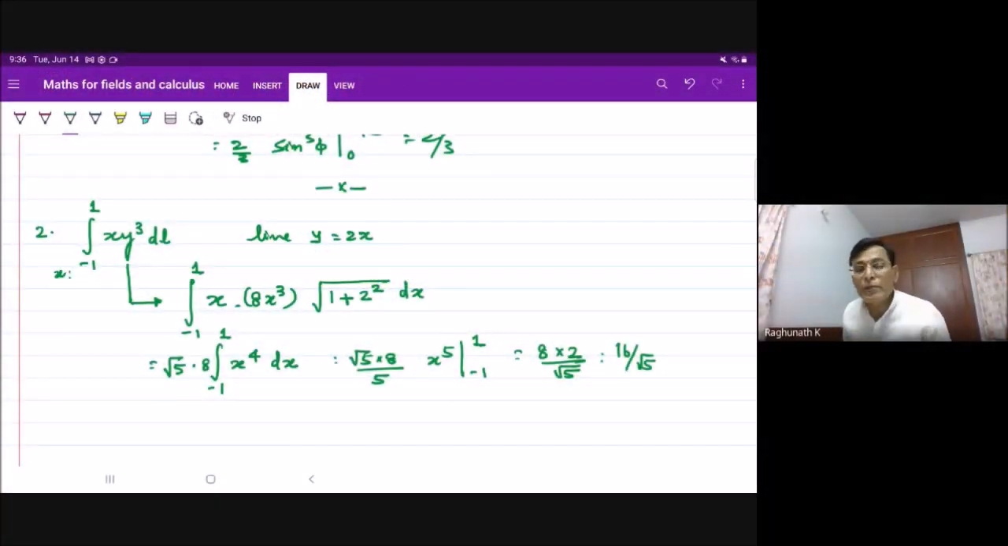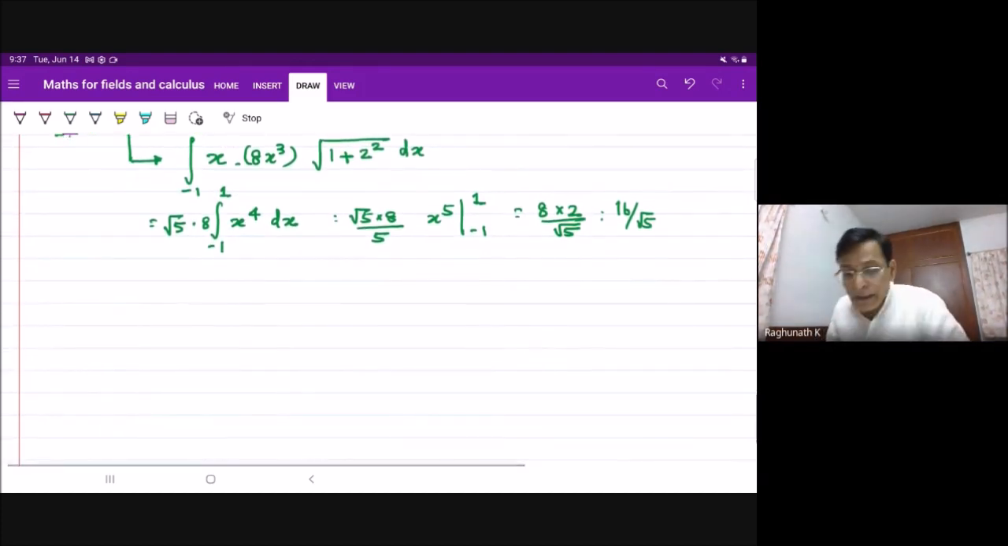All these problems are from Advanced Engineering Mathematics by Kreyszig. Maybe these two are actually worked out problems. The next set of problems are all the exercise problems.